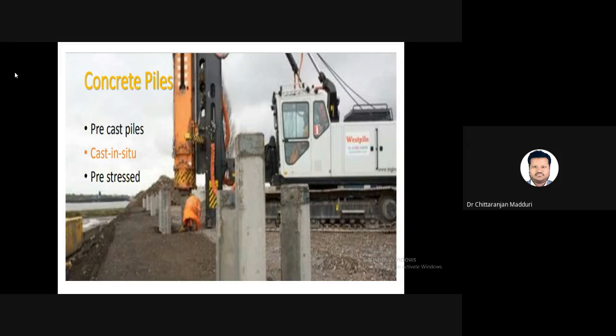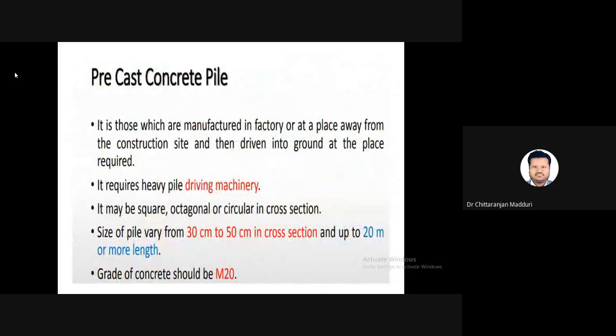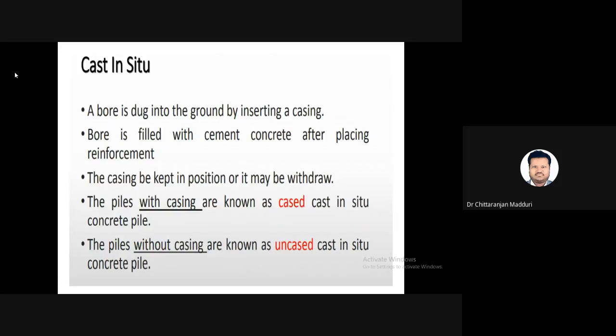So pre-stressed means in order to increase the tensile strength of the steel, sometimes the steel may be pre-stressed before the construction or after the construction. They are known as pre-stressed concretes. Precast concrete piles, so this is over. Cast in situ is also over.